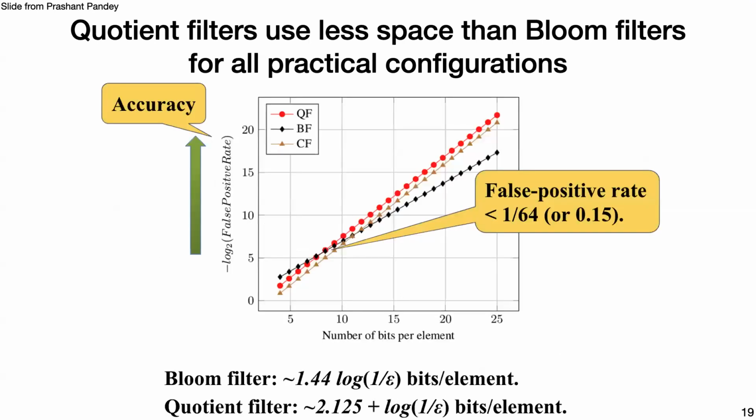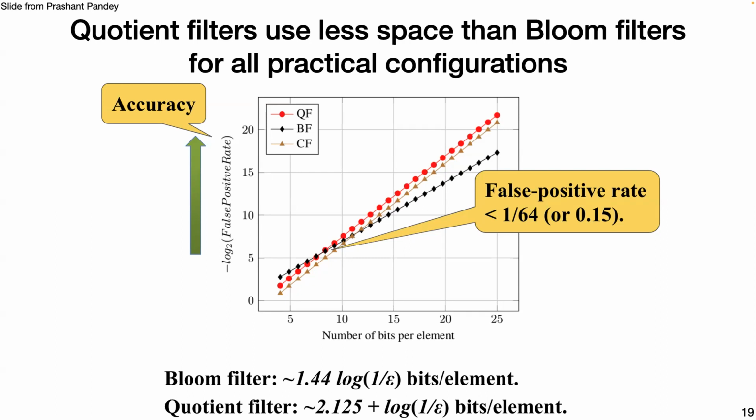Yeah, so these are some experimental results. This is accuracy, up is good, and X is number of bits per element. And we expect that accuracy improves with the number of bits per element. Red is quotient filter, the black diamond is Bloom filter, and the triangle is counting filters. So there's a crossover between Bloom filter and quotient filter at false positive rate 1/64.